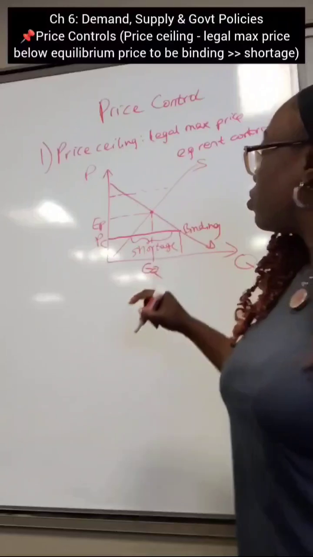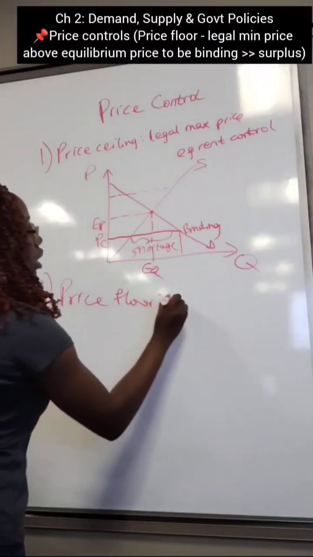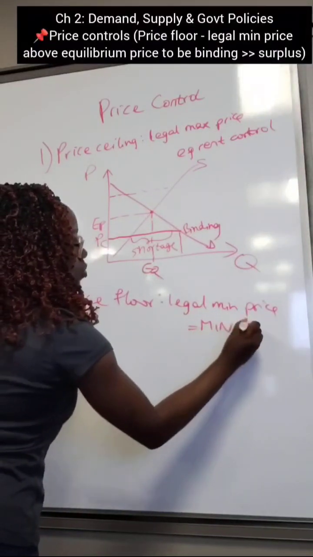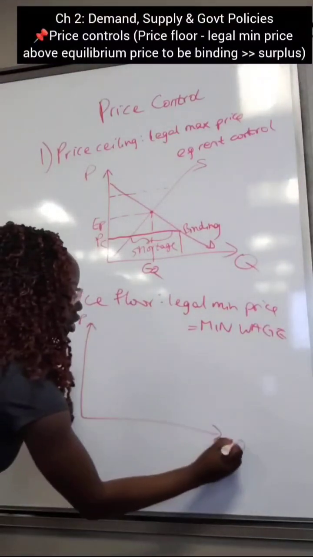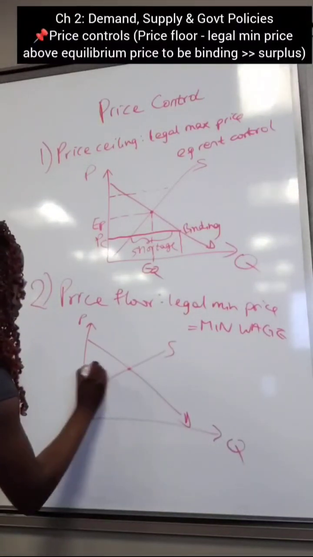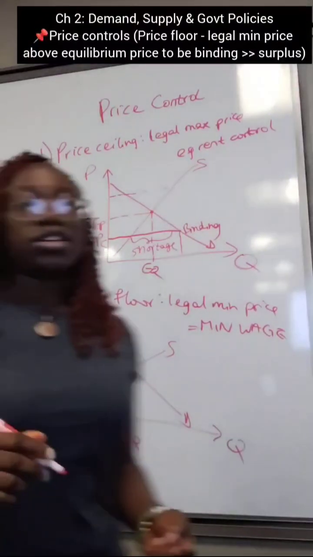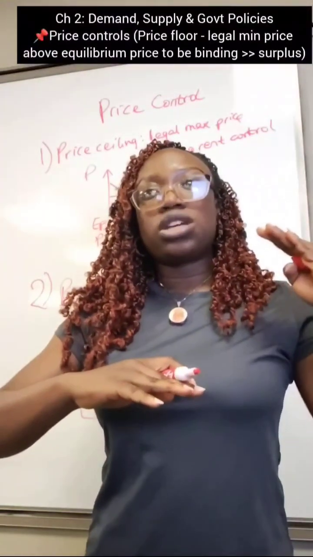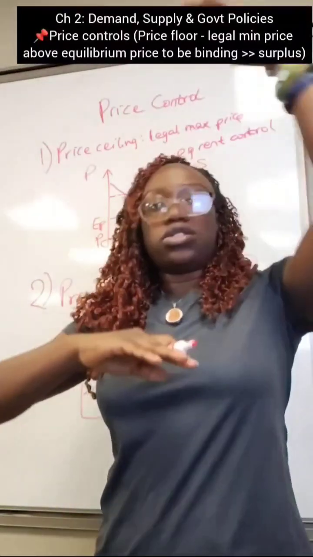Okay, the next one is what we call a price floor. A price floor is a legal minimum price, and a good example of this is minimum wage. Again, when you draw your curve, you have your price, you have your quantity, you have your demand, you have your supply, and you have your equilibrium points. When you say price floor, you are saying only prices above that should be charged. In the case of minimum wage, you're saying employers should not pay workers less than a certain amount. They can pay the minimum wage or anywhere on top of it, okay?